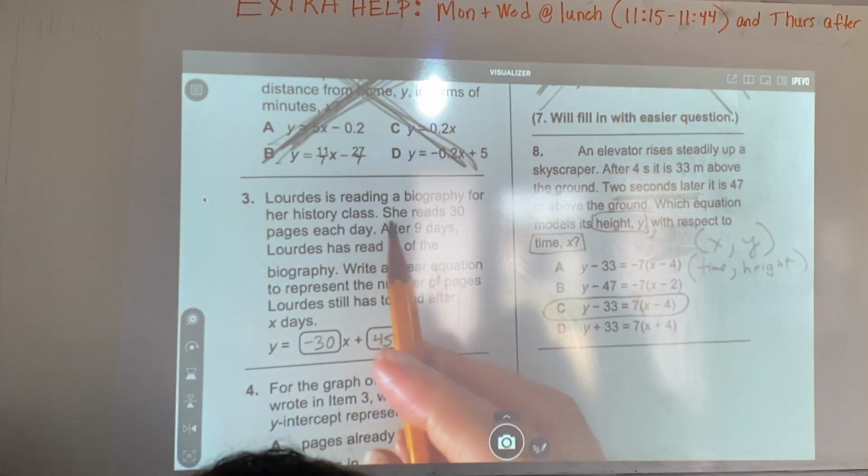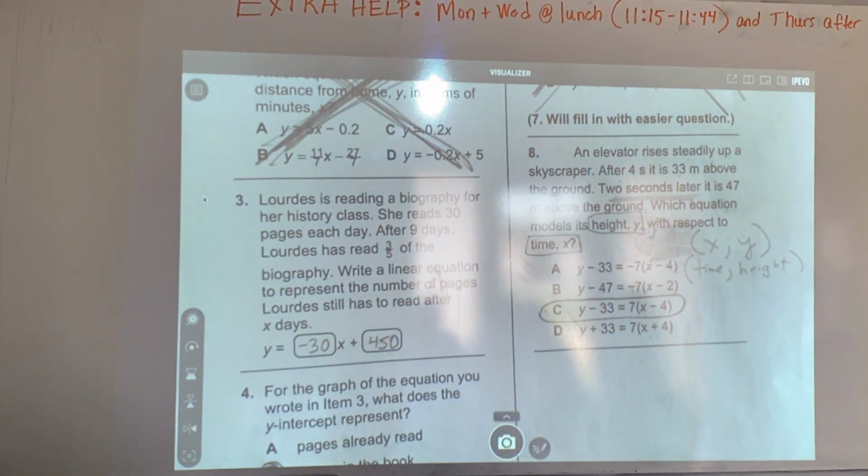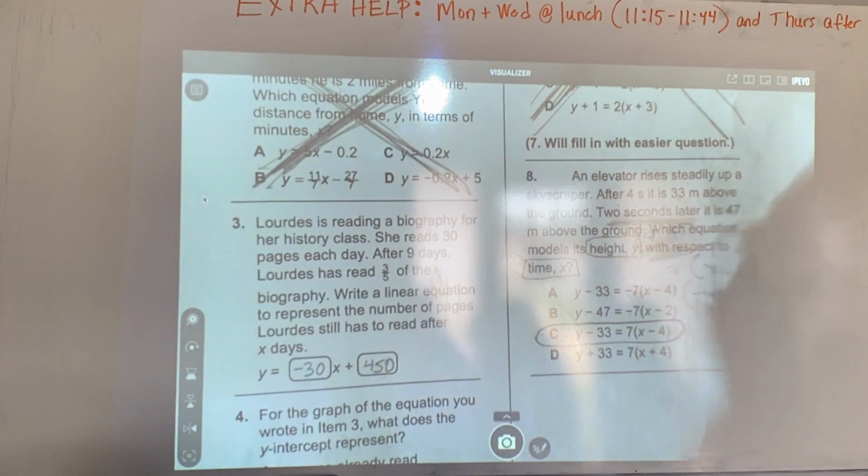Lourdes is reading a biography for her history class. She reads 30 pages each day. After 9 days, Lourdes has read 3/5 of the biography. A lot of information here. Write a linear equation to represent the number of pages Lourdes still has to read after X amount of days. This is definitely complicated and hard to interpret.